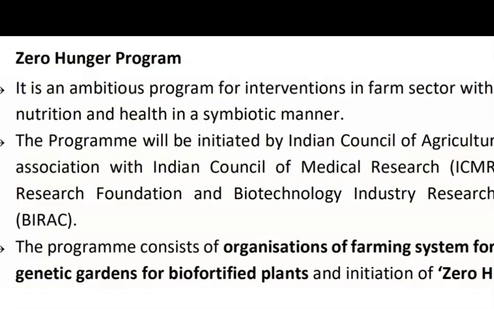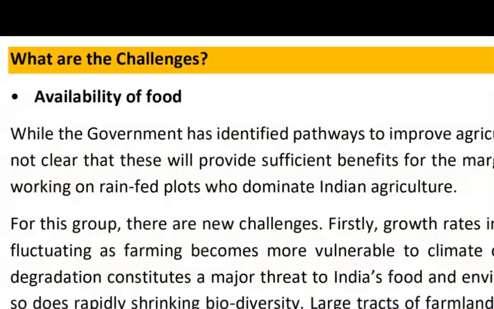So yeah, the Zero Hunger Program aims at making farm interventions and also incorporates organizing the farming system for nutrition, setting up genetic gardens and initiating zero hunger training. Now let's see what the challenges of food security are. Before seeing what the challenges are, I'll just tell you why these challenges exist.